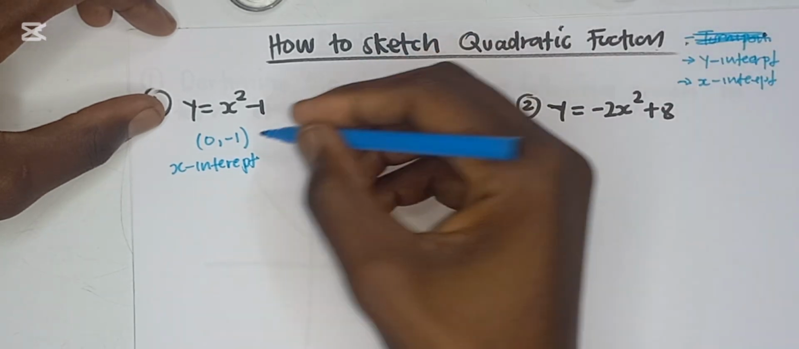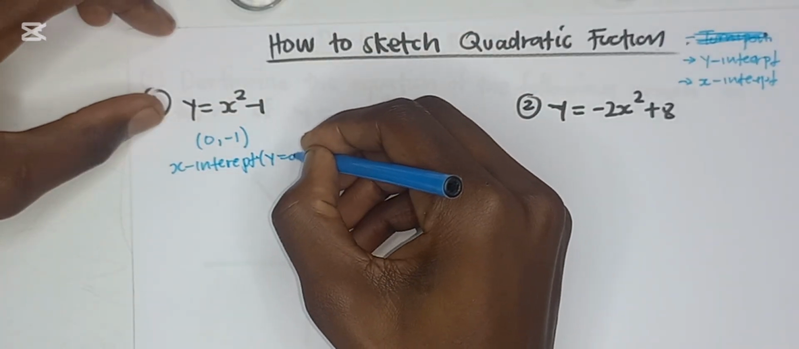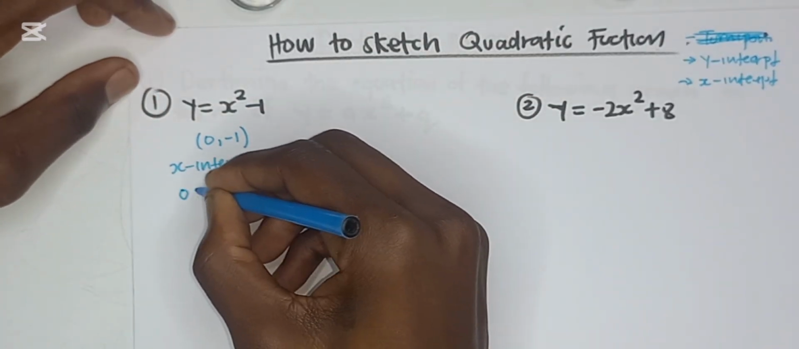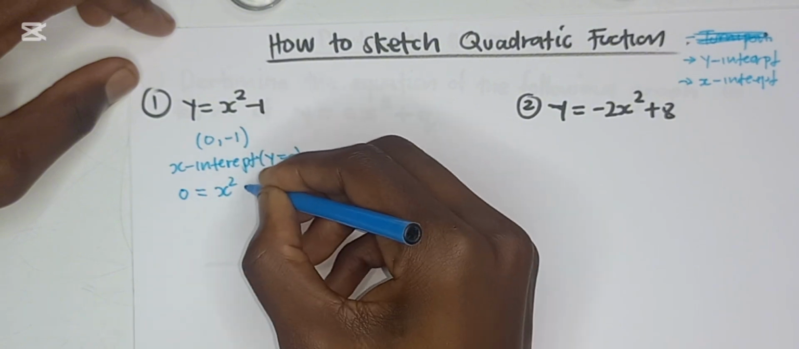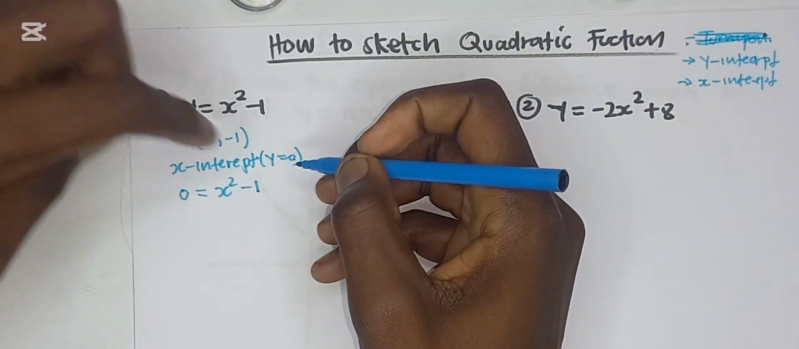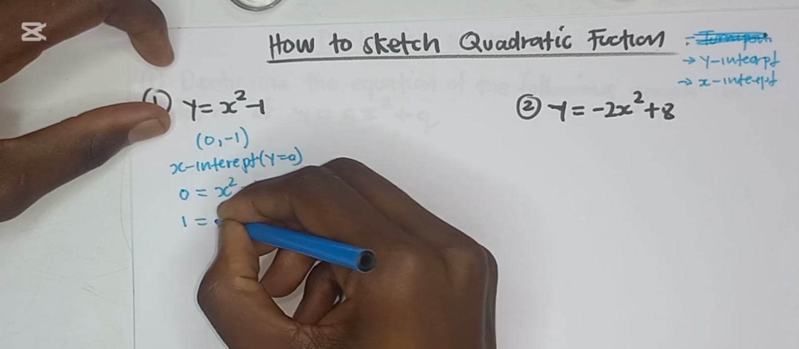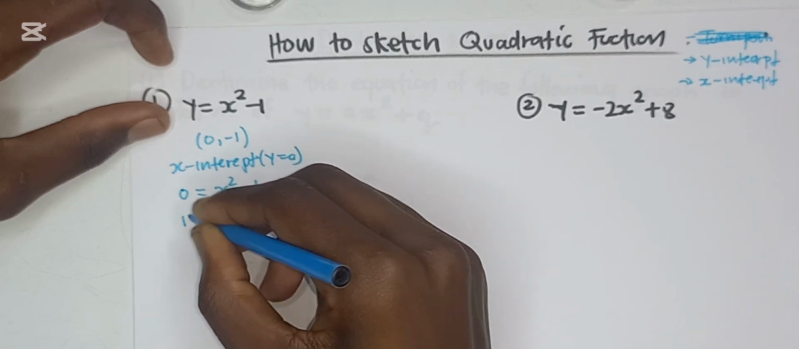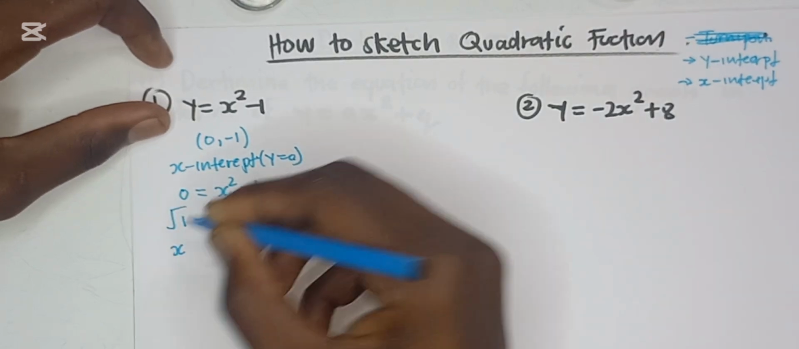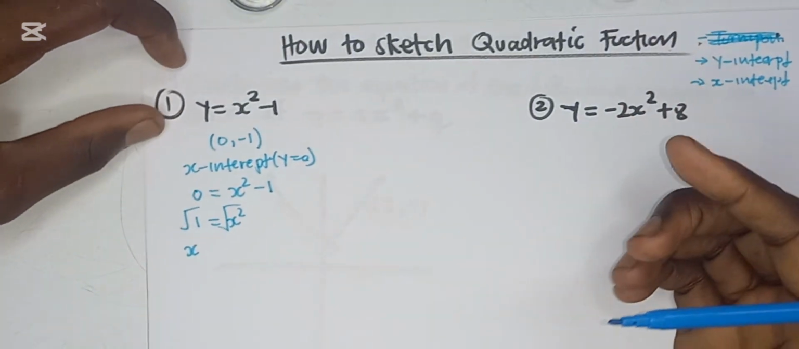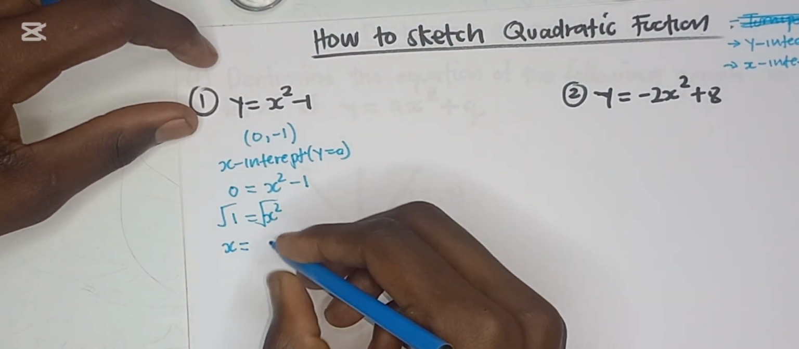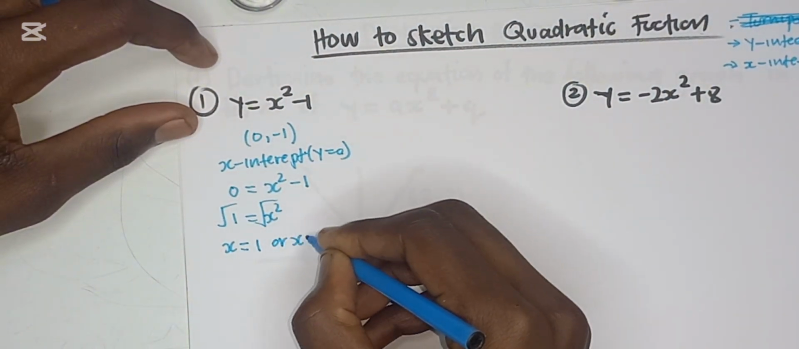Remember, when we are looking for the x-intercept, we have to let y be equal to 0. So I'm going to put 0 for y: 0 = x squared minus 1. From here, I'm going to take the 1 to the other side. It's going to be 1 equals x squared. And then we take the square root of both sides. Remember, when we do this, we have to get two answers. So the first value of x is going to be 1, or x is going to be -1.